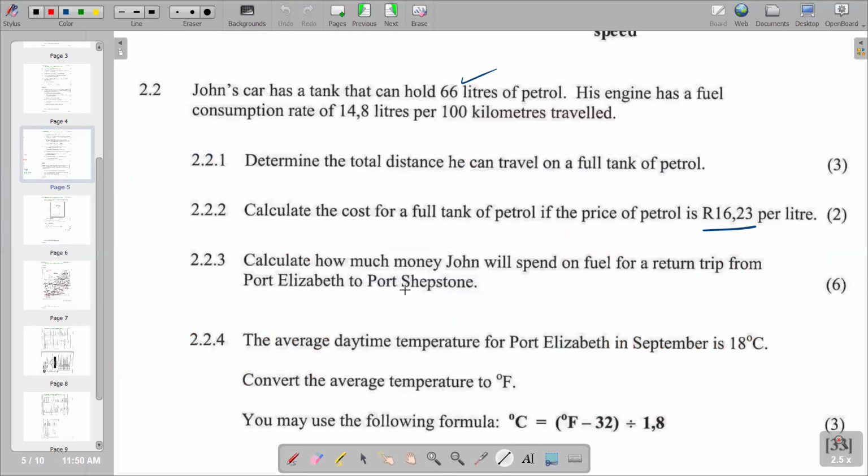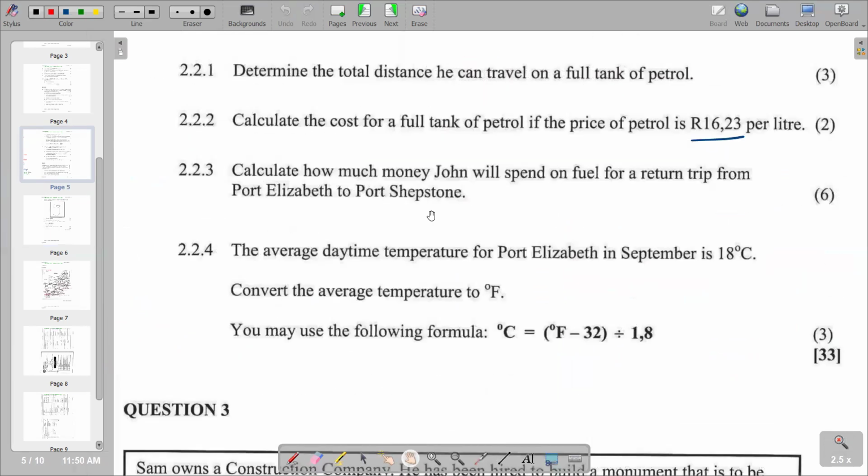And of course, this is our 2.2.3. We move on to 2.2.4. So on 2.2.4, it reads: the average daytime temperature for Port Elizabeth in September is 18 degrees Celsius. Calculate the average temperature in Fahrenheit. You may use the following formula: degrees Celsius is equal to Fahrenheit minus 32, in brackets, divided by 1.8.